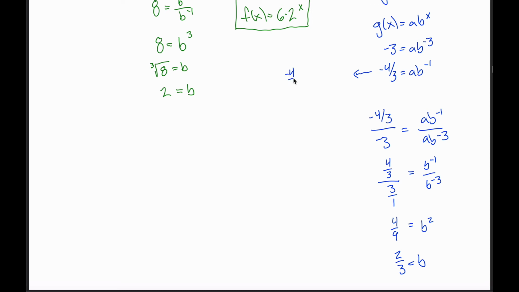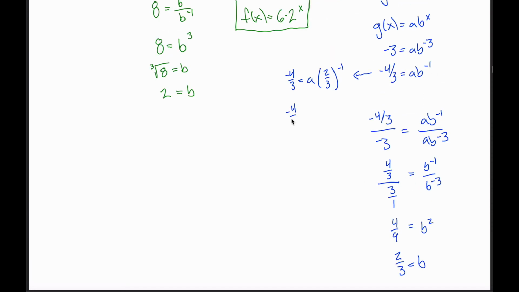So I would say that negative 4/3 is equal to a times 2/3, which is our value of b, to the negative 1 power. Raising something to the negative 1 power means take the reciprocal of it. So you can either write this as 1 divided by 2/3, or you can just write it as 3/2. Because 1 divided by 2/3 is 3/2, or because the reciprocal of 2/3 is just flip it upside down and get the 3/2. Now I want to solve this for a. Well, I multiply both sides of the equation by 2 and then divide both sides of the equation by 3 to get this a all by itself, and I get that a is equal to negative 8/9.